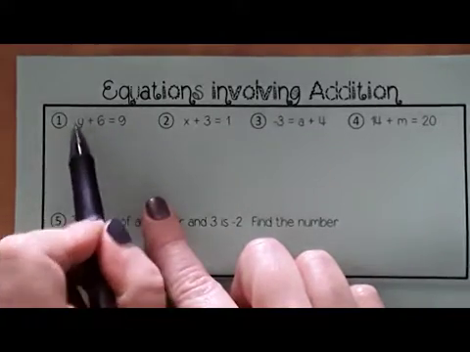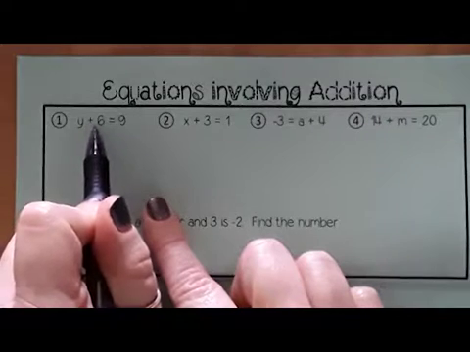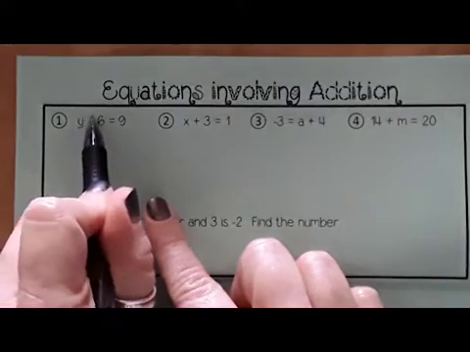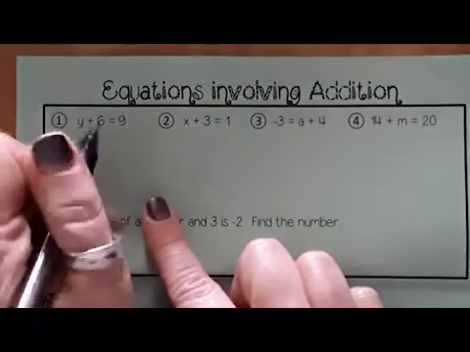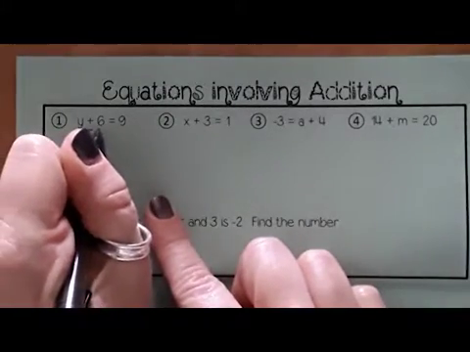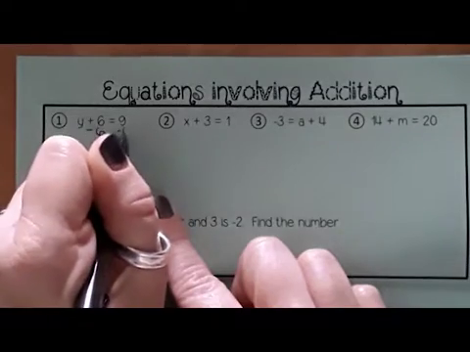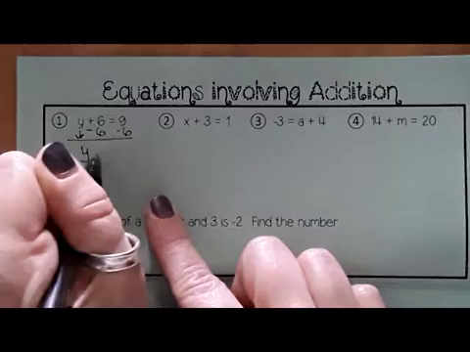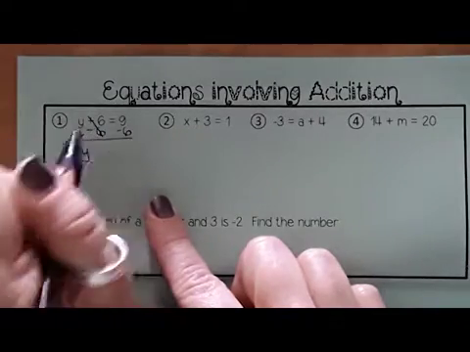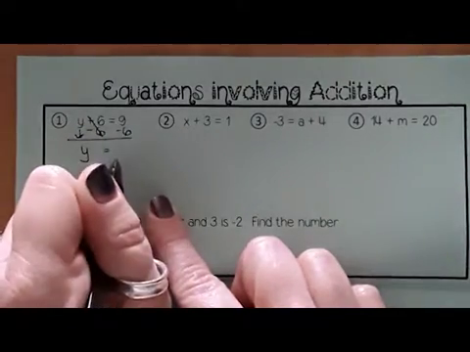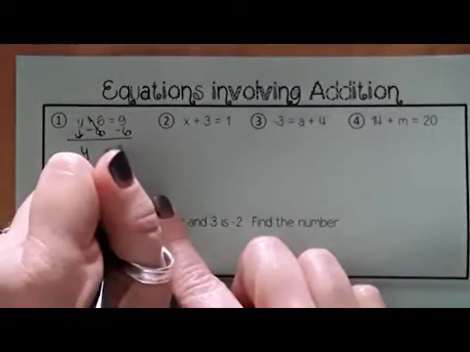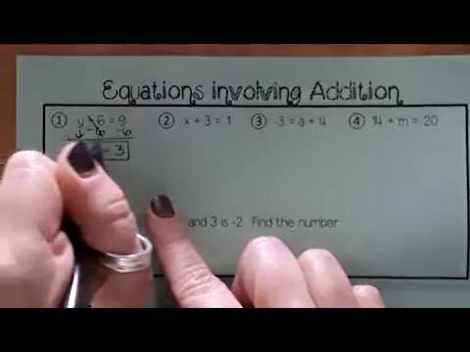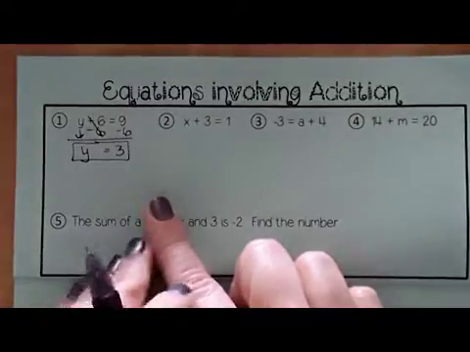I want to find out what y is. For me to find out what y is, I'm going to move this 6 to the other side. In order to do that, I'm going to do the opposite operation. Opposite of addition is subtraction. So we're going to say minus 6, minus 6. You're going to bring down your y. 6 minus 6 is 0, so we can cancel it out. And then I'm going to solve. 9 minus 6 is 3. So your final answer is 3. 3 plus 6 is 9.